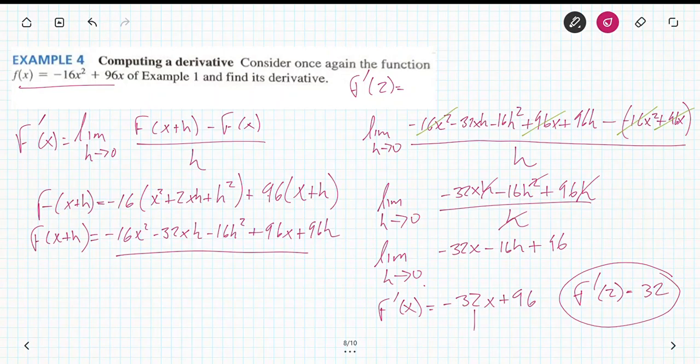Now this video is slightly longer, so I would recommend watching it in parts. First, watch all the way up until the first example, and then finish it with the last example.